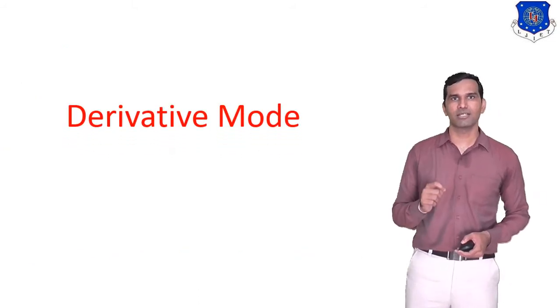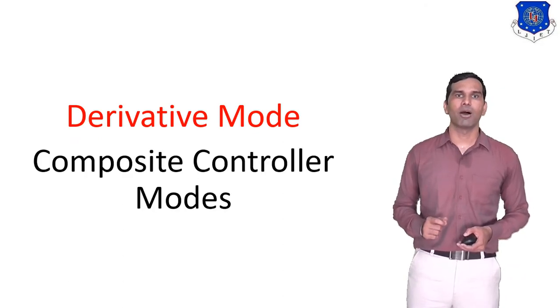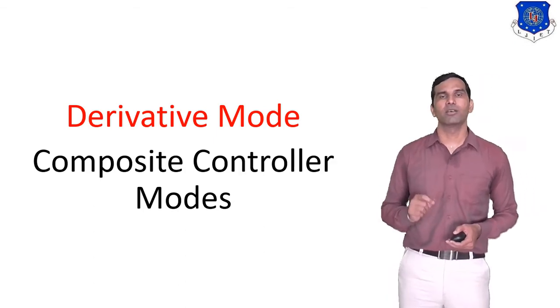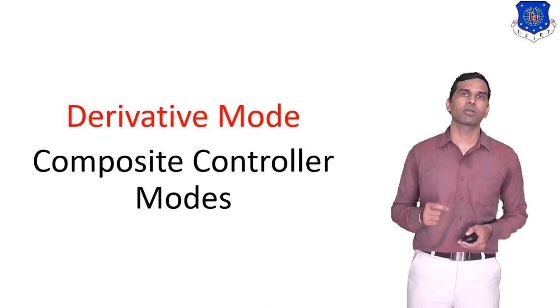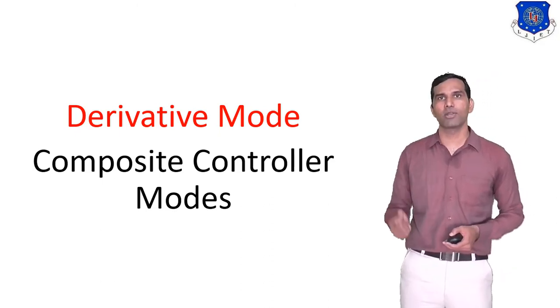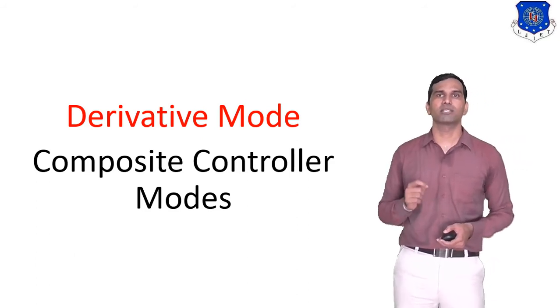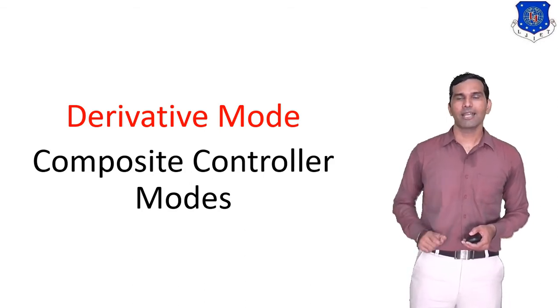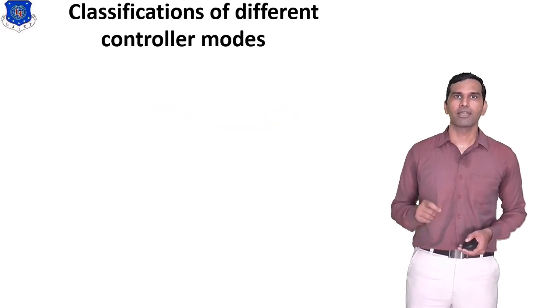So in this lecture, first we discussed the derivative control mode, and then we discussed the composite control mode. In composite control mode, we discussed first the PI, that is proportional plus integral. Then after that we discussed the PD, proportional plus derivative, and last we discussed the PID, that is proportional plus integral plus derivative. Now, in this lecture, I complete this chapter. That means chapter number 5 is complete.